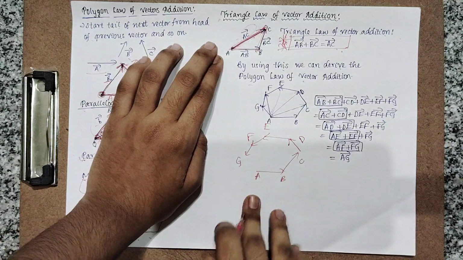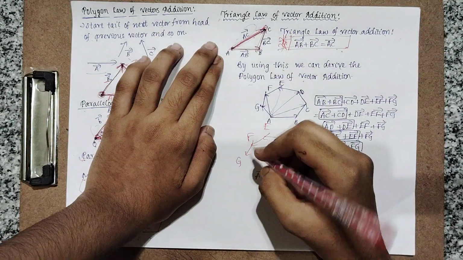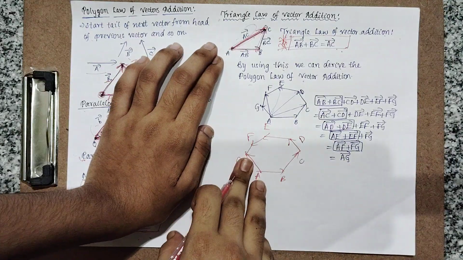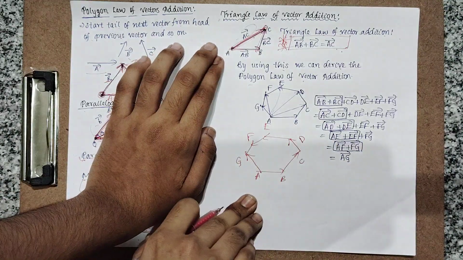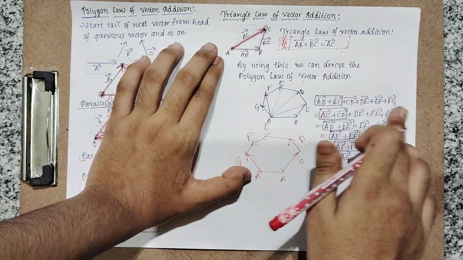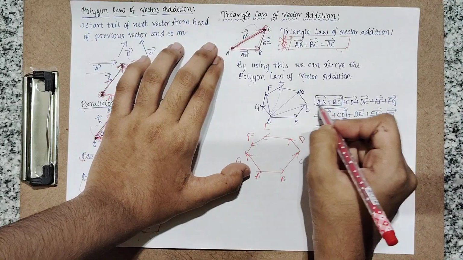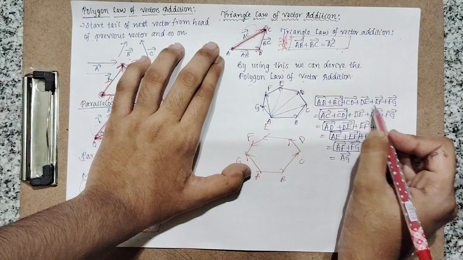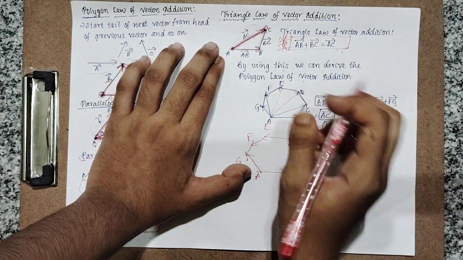Now you have to find the resultant of these vectors. See, simply the resultant of these vectors is AG bar. But how can you say this resultant is AG bar? Here is a proof for it. So AB bar plus BC bar plus CD bar plus DE bar plus EF bar plus FG bar. This is what we have placed here.